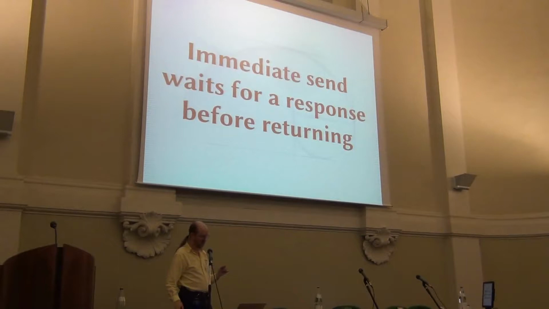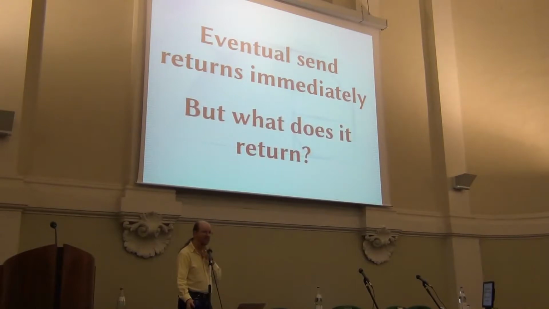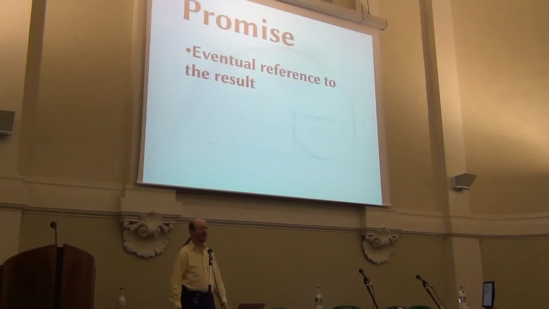Okay. As we saw before, an immediate send waits for a response before it returns. But an eventual send returns immediately to the sending method, and the sending method continues. But that leaves the question unanswered. What does it return? Because the message that it sent hasn't executed yet. So what you actually get back is a promise for the result. And the promise is an object which is an eventual reference to the result of your message send.